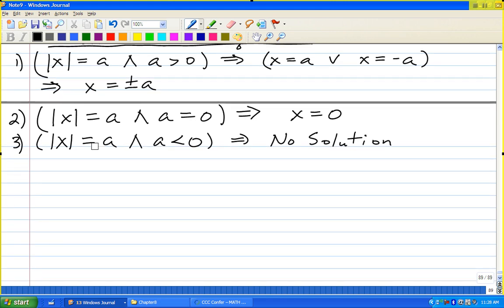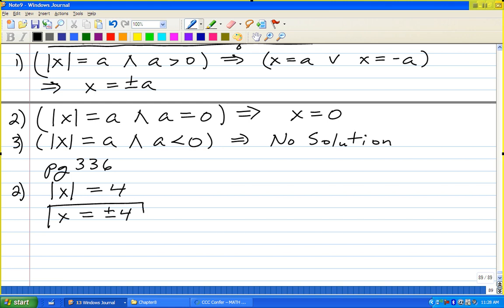Let's do, on page 336, let's say problem number 2. In exercises 1 through 24, solve the equation. The absolute value of x equals 4. Therefore, it's just case 1. x is equal to 4 or negative 4. And that is your solution.